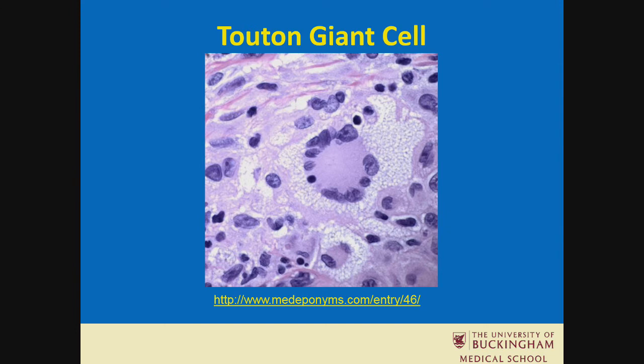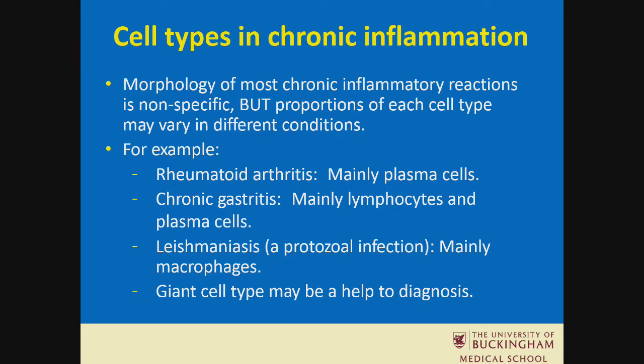So we described three types of giant cell: Langhans giant cell, foreign body type giant cell, and two-tone type giant cells. So we have described different types of inflammatory cells. Macrophages are antigen presenting cells. They produce cytokines.